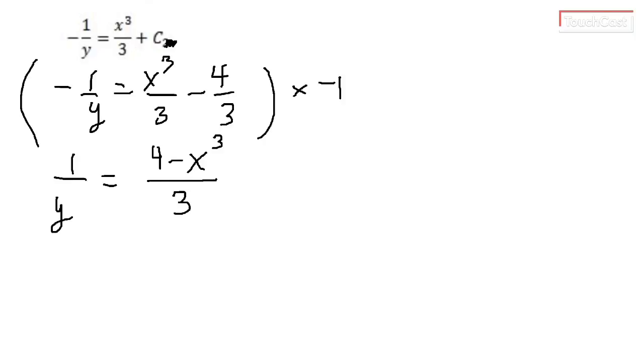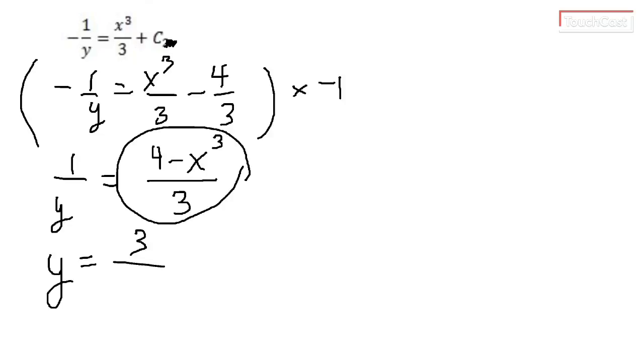My last step is to flip both. Let's be very clear. I can flip both sides of this equation so I get my y where I want it. That only works because I had one single fraction on the right-hand side. Don't try to do that if you don't have one single fraction. If you prefer, you could cross multiply. There are lots of options. That's 3 over 4 minus x cubed.